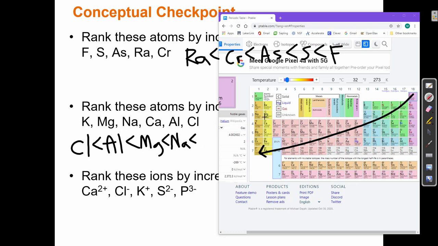So now I go down to the fourth row. All the ones in the fourth row are bigger than the ones in the third row. But which one's bigger, potassium or calcium? Well, potassium is, because this one is the biggest in this row. So then it's going to go Ca, and potassium is the biggest in this whole set here.